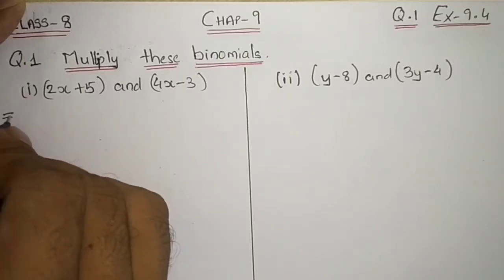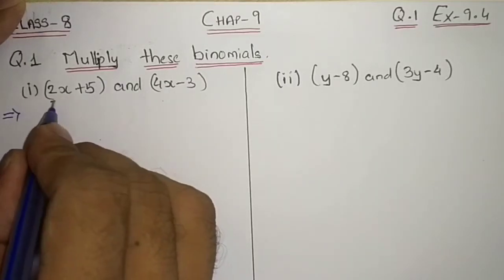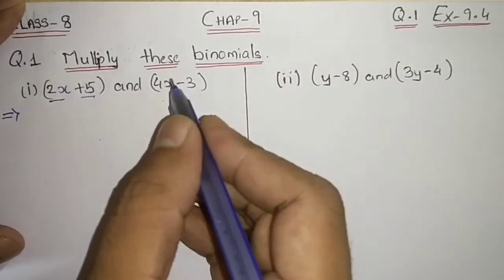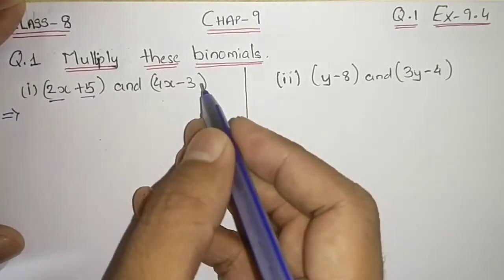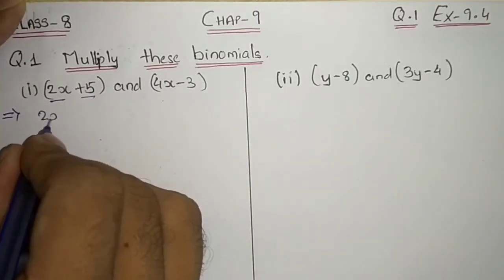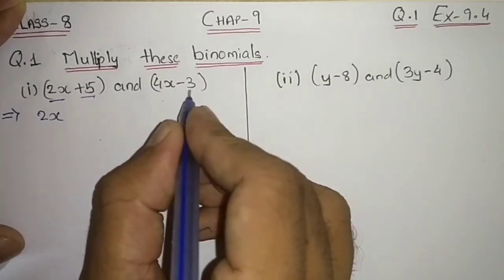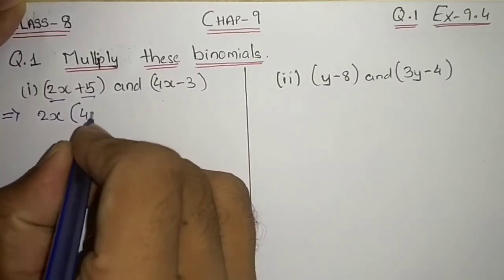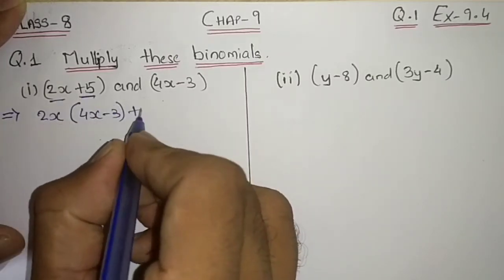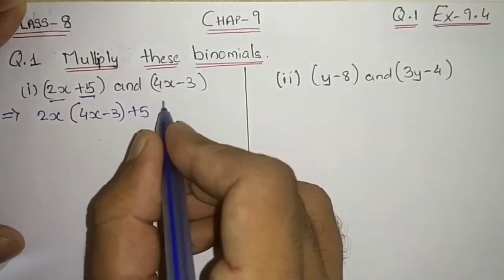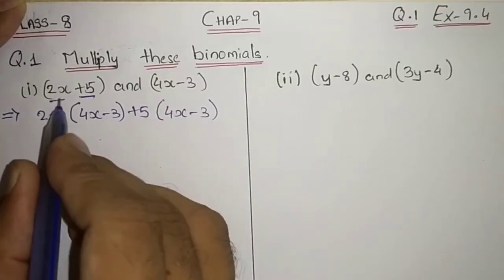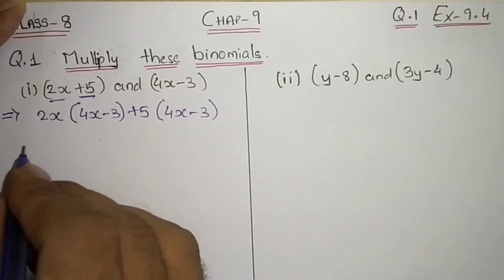Just pay attention. We will multiply each term of one binomial with each term of the other binomial, and for that purpose we will take first 2x and multiply it with this whole bracket 4x minus 3, and then we will take plus 5 and again multiply with the whole bracket 4x minus 3. This is how we multiply binomial with binomial.